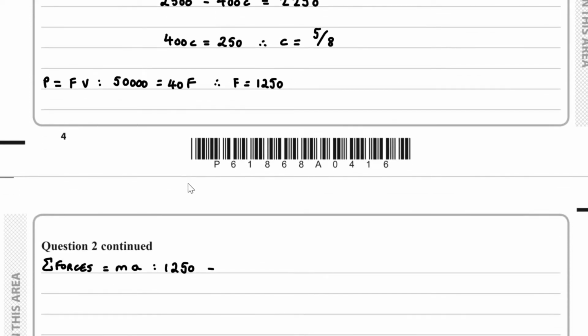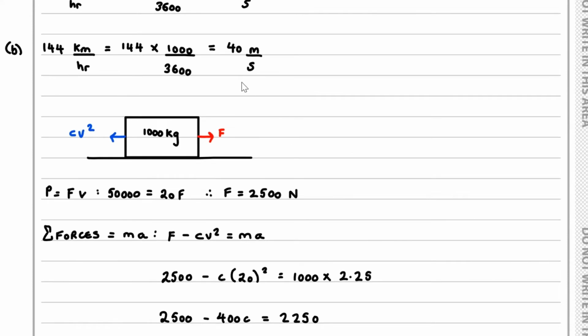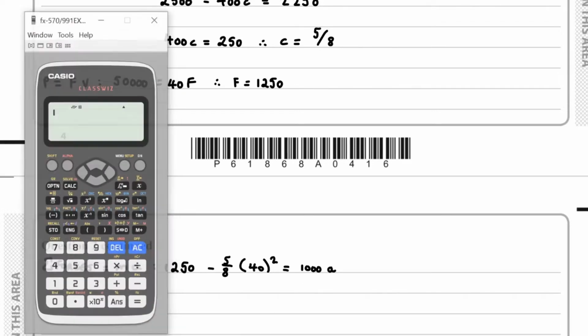So we know that C is equal to 5 over 8, and then we multiply this by V squared. V over here is 40 meters per second. So we've got 40 squared. This is equal to 1000 multiplied by A. And we need to find out what A is.